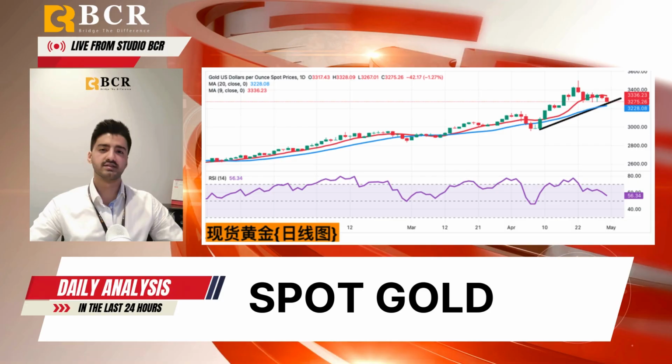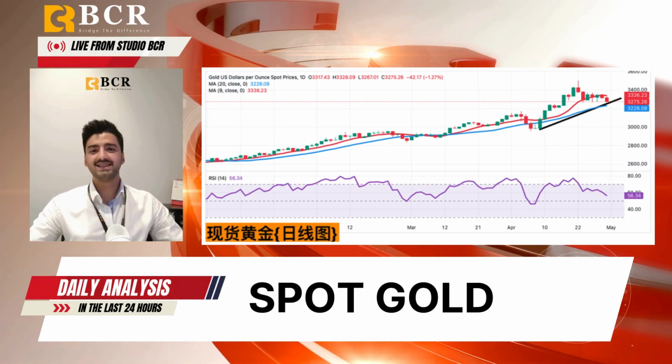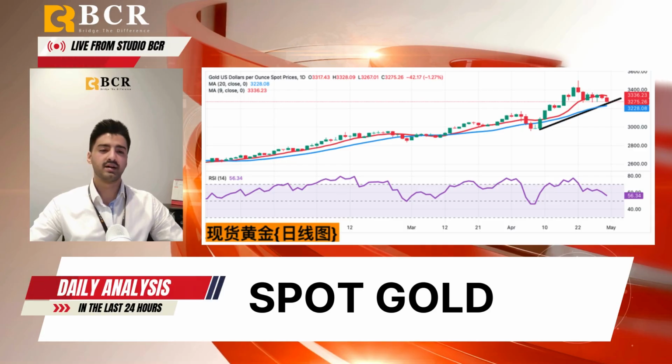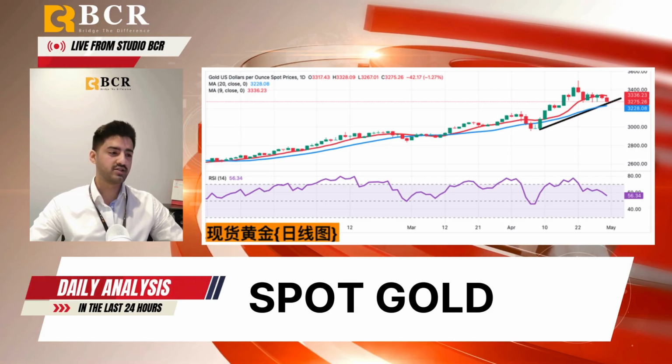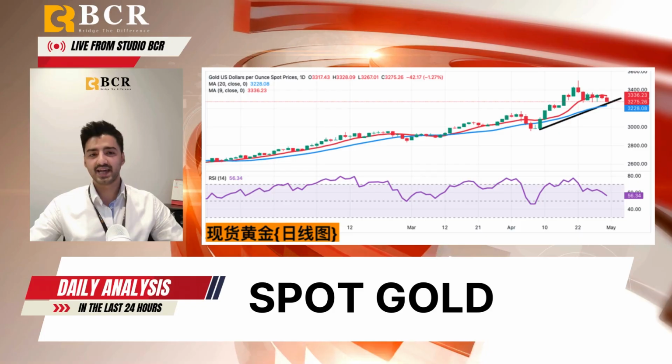record-breaking surge towards 3,500. Easing geopolitical risks and short-term profit-taking are behind this correction, but long-term bullish drivers like the Fed rate cut bets remain intact.